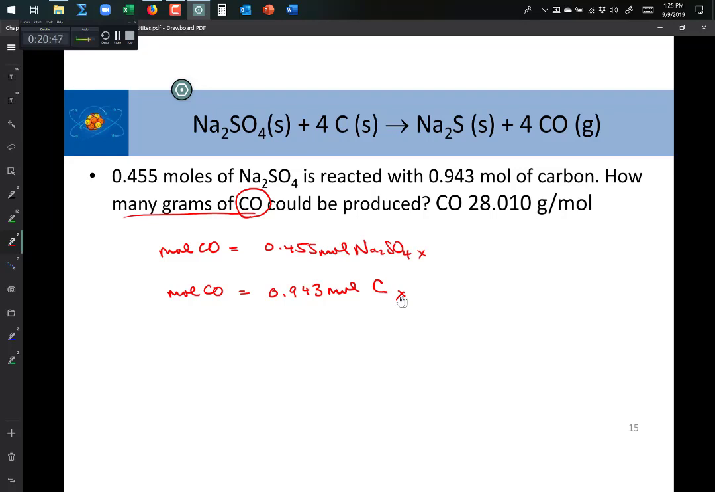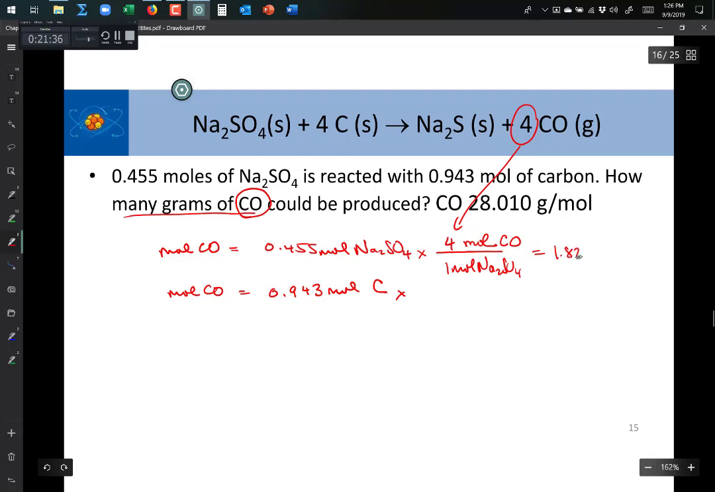There you go. Okay, so let's write this out. What do I want to put on top of the line? It's going to be moles of something, right? Moles of CO. And the number that goes with that? 4. All right, so this number goes there. And on the bottom, I need to cancel Na2SO4, so it's 1 mole Na2SO4. So I do that calculation, I'll get a number. I'll just do it on my phone. So it'll be 4 times 0.455. That's 1.82 moles of CO.